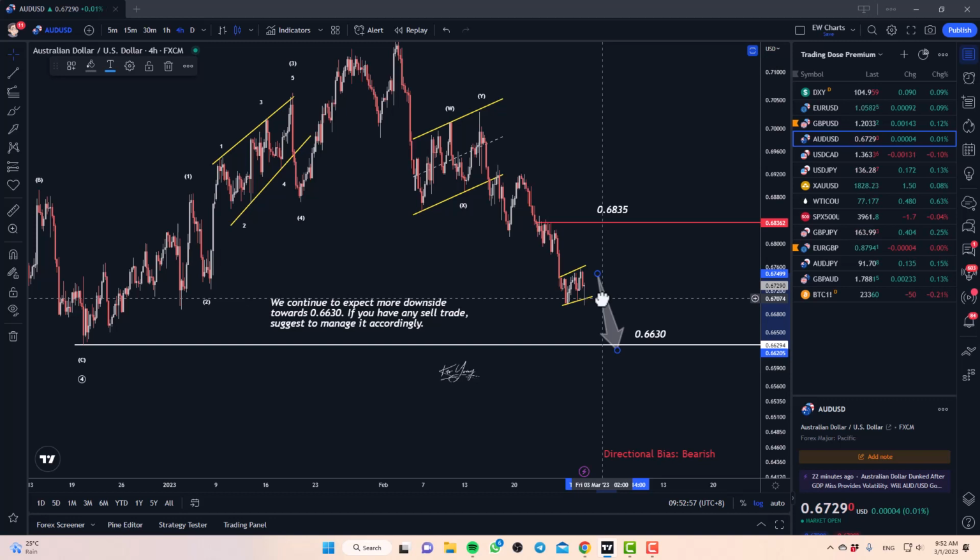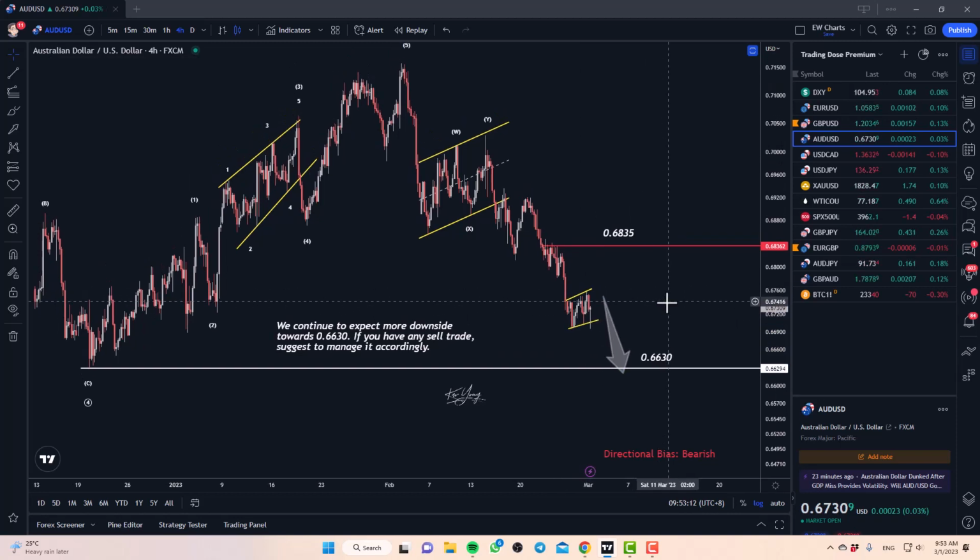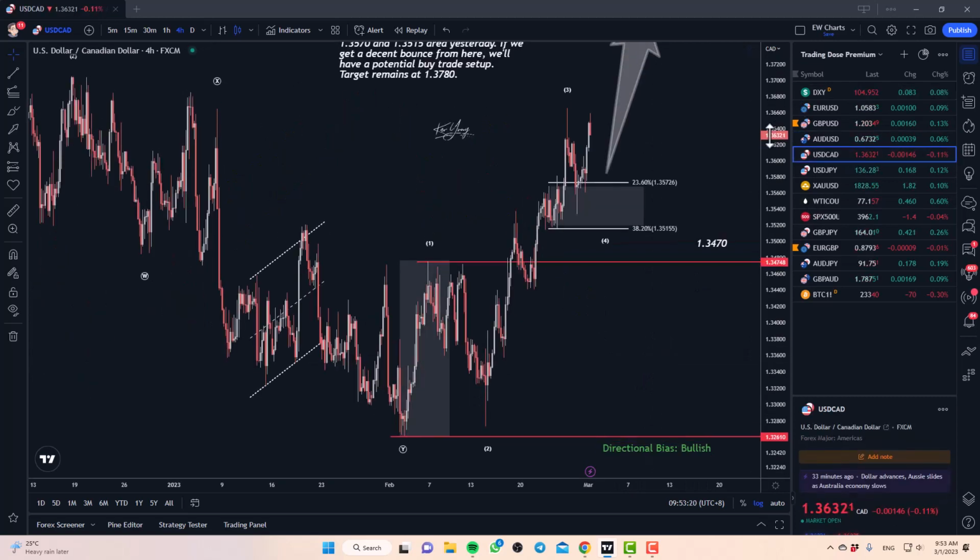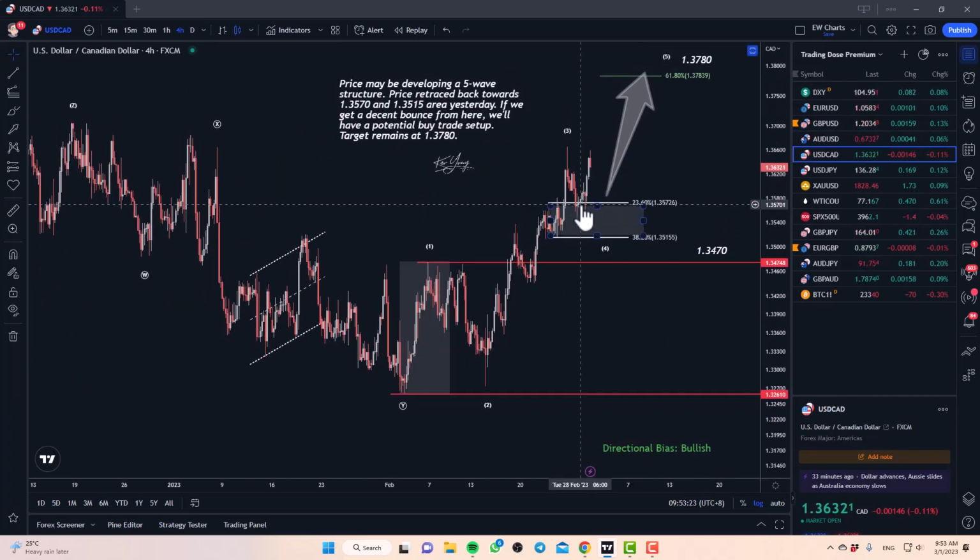And of course, if you are more of a short-term intraday trader, then you also need to ask yourself, that kind of risk to reward, plus the effort in managing this trade, is it worthwhile for you? So Aussie, we're still expecting that short-term downside, but once it tags around the area of 0.6630, we'll be looking for a potential reversal. Dollar Canadian, pretty nice reaction there.